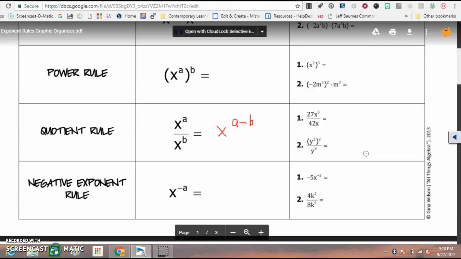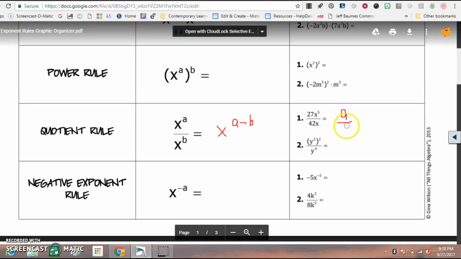Now, number 1 is a little different because it has coefficients on the top and the bottom. Now, keep in mind it is division, but because we have 27 over 42, that's the first thing we're going to take care of. So it doesn't seem like 27 would go into 42, or 42 into 27, and they don't share a lot of common factors, but 3 I know will divide both, so I'm going to start with that. 3 goes into 27 9 times.